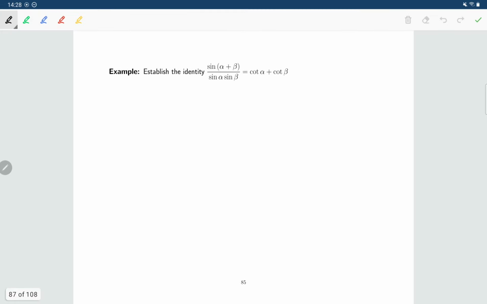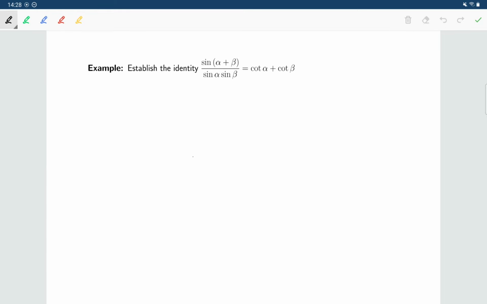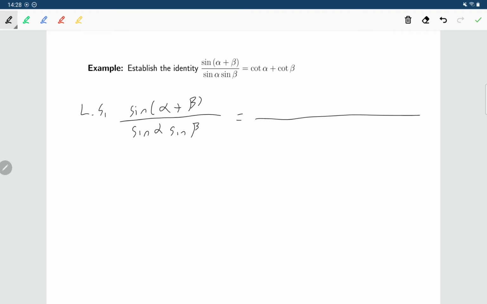Okay, let's do this identity. And again, I'm looking at the left side of my equation here. I see that that has a sine of one angle plus another. So that's at least telling me something that I could do. I could use that sum identity for sine. So let's start with that left side. Sine of alpha plus beta over sine alpha sine beta. And using my sum identity for sine, that's sine of the first angle cosine of the second plus cosine of the first angle sine of the second.